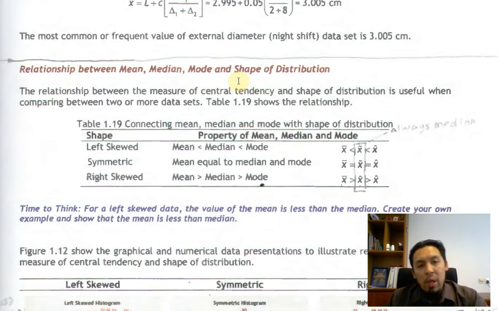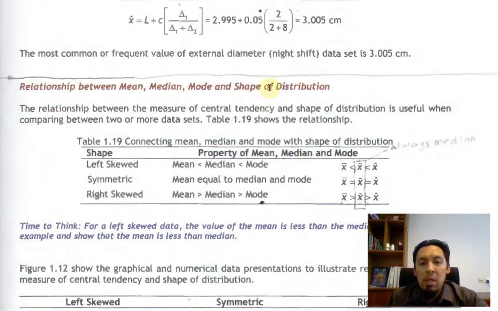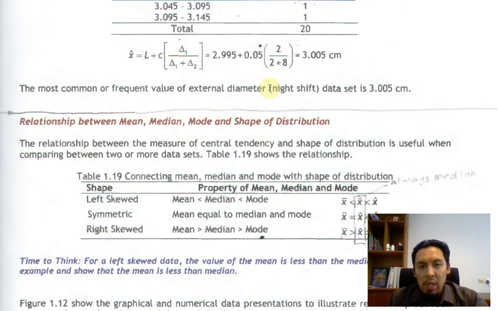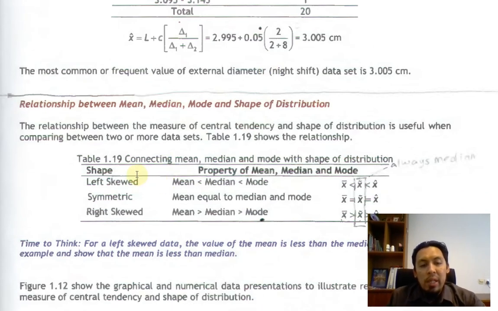Okay, we have another one: relationship between mean, median, mode, and shape of distribution. Remember that I talked about shape of distribution before? Left skewed, right skewed, symmetry. You can also determine the skewness of your data by looking at the value of mean, median, mode, meaning that you don't need to draw your graph to find out the shape of the distribution. So, data is said to be left skewed if mean is less than median and less than mode, in this sequence.